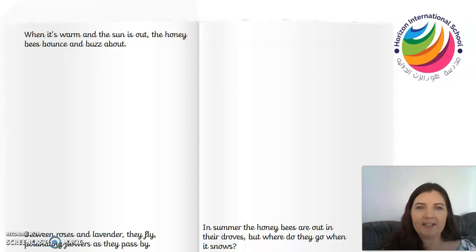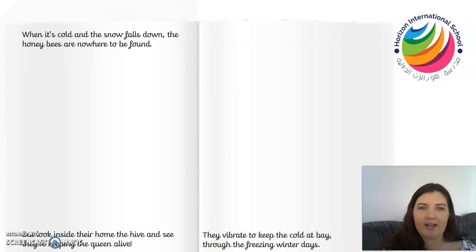When it's warm and the sun is out, the honey bees bounce and buzz about. Between roses and lavender they fly, pollinating flowers as they pass by. In summer, the honey bees are out in their droves, but where do they go when it snows? When it's cold and the snow falls down, the honey bees are nowhere to be found.